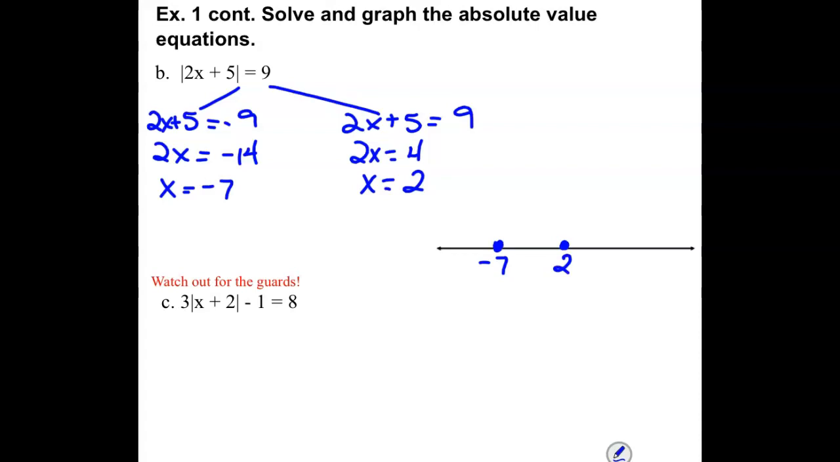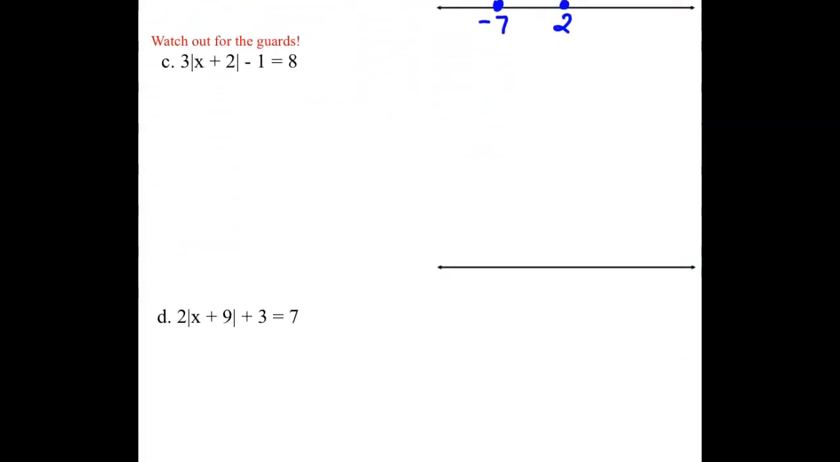Okay? All right. Our next two examples have guards. What are the guards in this first one? The 3 and the -1. Which one are we going to make go away first? Yes. We're going to get rid of that 1. It's a -1, so we have to do what? Add 1. We're going to add 1 to the other side.